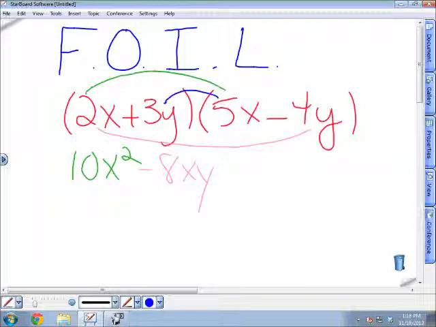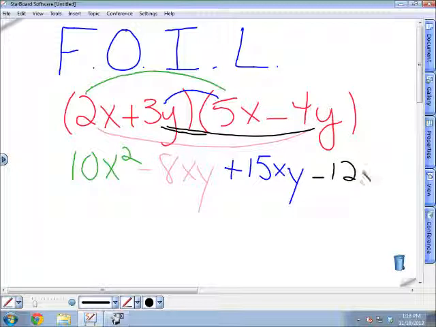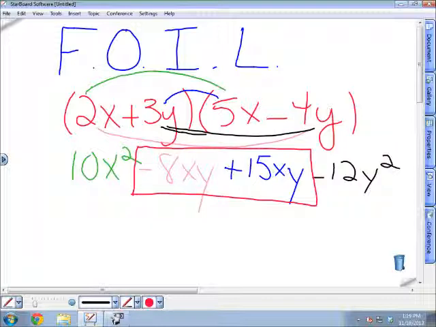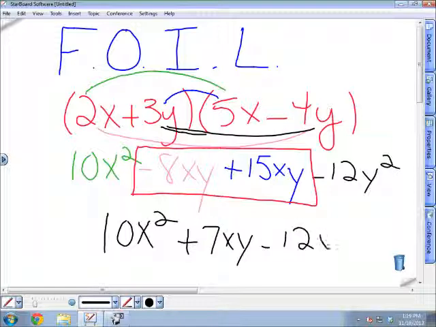So I have my inner terms here, and that's going to be 15xy. And then finally my last terms here, which would be my negative 12y squared. Maybe that's where you were coming from. And then, of course, we have to remember to combine our like terms, and you get your whole answer: 10x squared plus 7xy minus 12y squared.